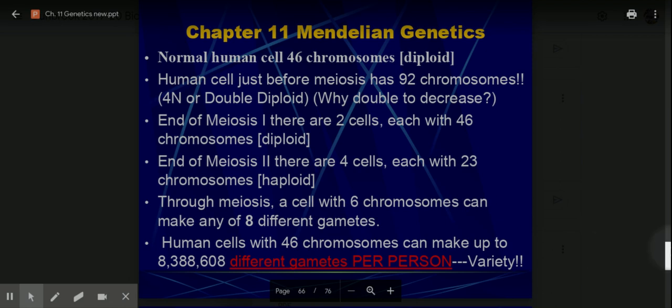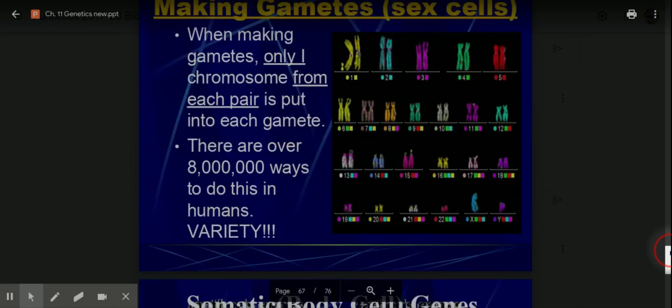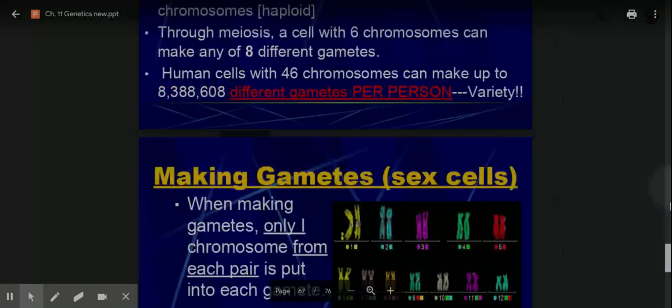It's insane. And it's a good thing because remember, variety is how we evolve. Variety lets us have different traits, and those different traits may survive or be more fit in a different environment. So if something kills one, it does not kill all. That's very important to remember. So back to this making gamete stuff, just another way to demonstrate this.